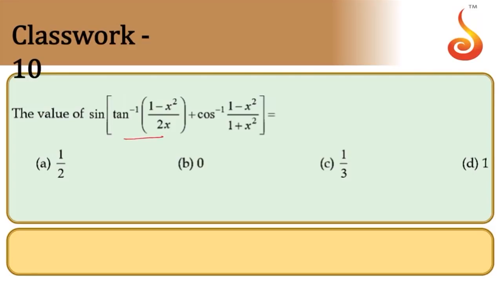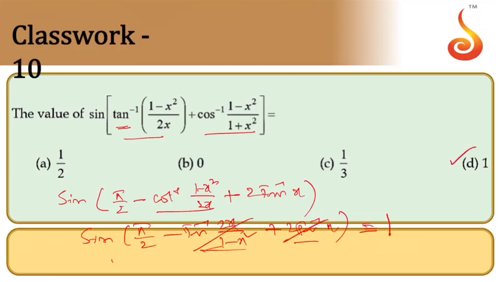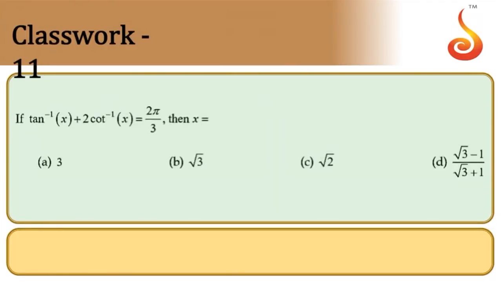10th one. We know tan inverse. So actually, if you have cot inverse, this will be actually the 2 tan inverse x formula. Here this can be written as pi by 2 minus cot inverse of 1 minus x square by 2x, plus this is nothing but 2 tan inverse of x. But this can also be written as 2 tan inverse x, because the reciprocal of this one is nothing but tan inverse of 2x by 1 minus x square, plus 2 tan inverse of x. So these two are equal and get cancelled, and the answer is equal to 1. So sin pi by 2 is equal to 1. So the answer is D.